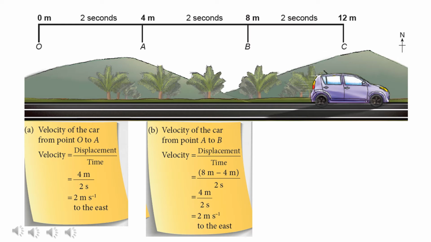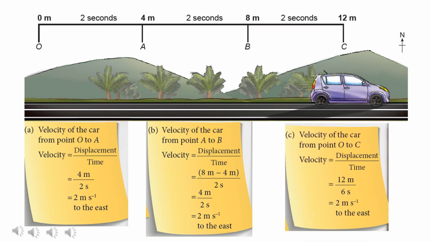What is the velocity of the car from point O to C? What is the displacement? What is the time taken? Based on the picture, the displacement is 12 meters. The time taken is 2 plus 2 plus 2, which is 6 seconds. The velocity is 12 divided by 6. The answer is 2 meter per second to the east.